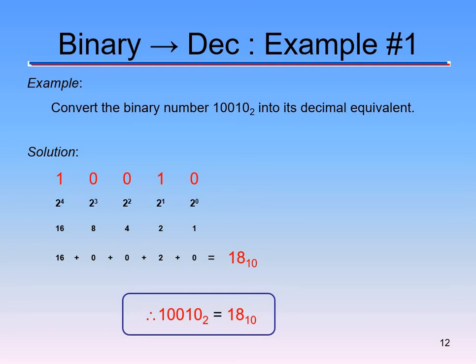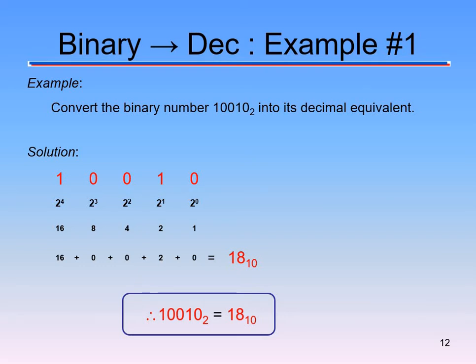Then we have 2 squared, which is 4. 4 times 0 is 0, so we write down 0. And then 2 cubed is 8. 8 times 0 is 0. We write down that 0. And then we have 2 to the fourth, which is 16. 16 times 1 is 16. So now we add 16 plus 0 plus 0 plus 2 plus 0, and that gives us 18. So the binary number 10010 is the decimal equivalent of 18.